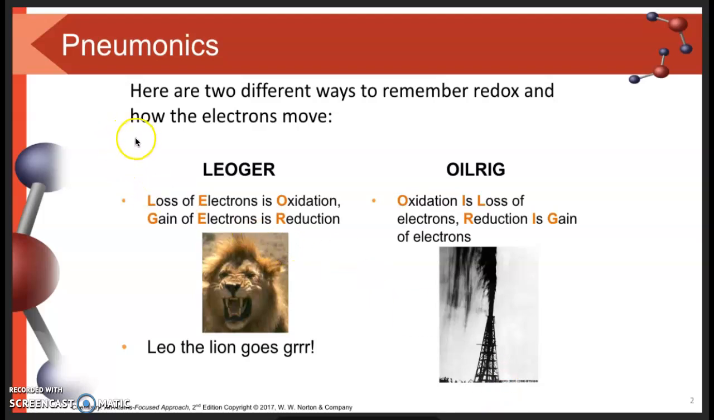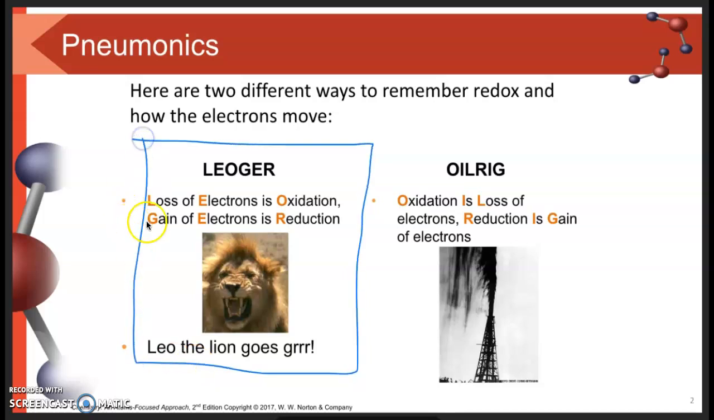The first one, the one I actually learned with, is called LEO GER. LEO GER, L-E-O-G-E-R. LEO, loss of electrons, is oxidation. That's LEO. Gain of electrons is reduction. That's GER. LEO the lion goes GER. It's kind of silly, but it's an easy way to remember it, and to remember what's actually happening in each of the processes.